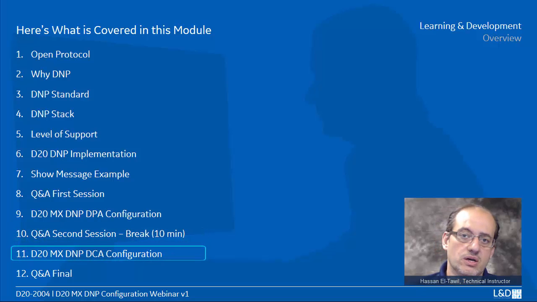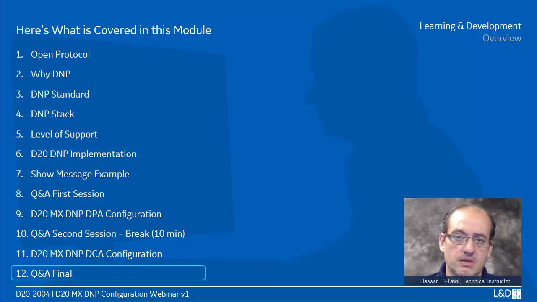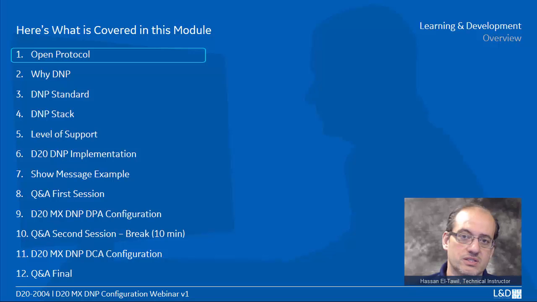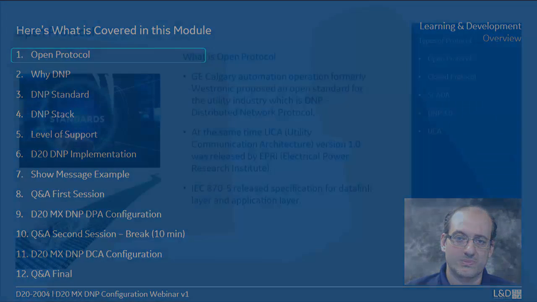And then we'll show you how to do a DNP DCA configuration. And after that, we will have our final Q&A session. The overall time for this webinar is about 2 hours. Okay, so let's start with our first topic, which is the open protocol.